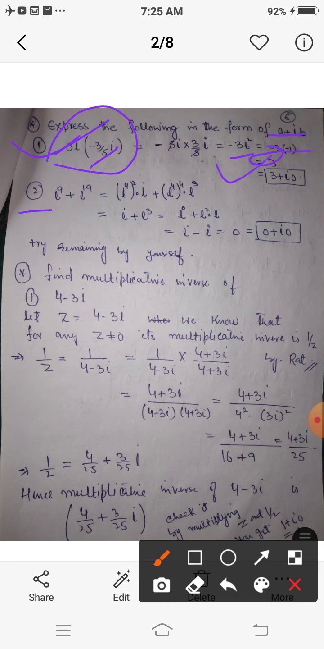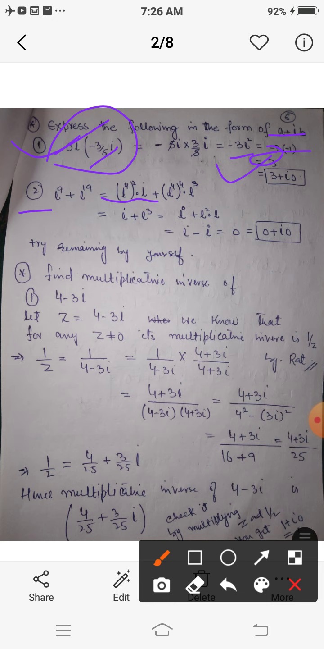Now the second one is iota raised to 9 plus iota raised to 19 equals to. Here these two numbers 9 and 19 are greater than 4, so we will simply find the quotient and remainder. Now 9 can be written as 2 into 4 plus 1, that is iota raised to power 4 whole square, that is 4 twos are 8 plus 1, that is iota.